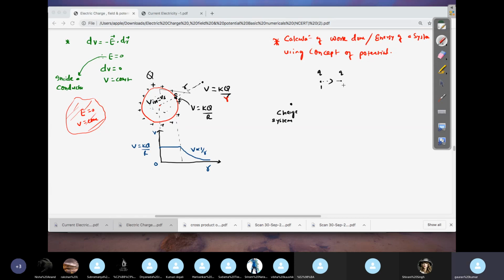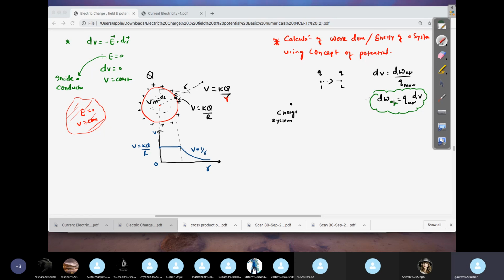If I ask you to calculate the work done during this movement, we have this formula, no? dV equals dW by agent divided by Q moving, whatever charge is moving. So dW is always given by Q moving into dV. I just calculate the change in potential, multiply by the Q moving, and you will get the work done by the agent. It's a very, very important formula.